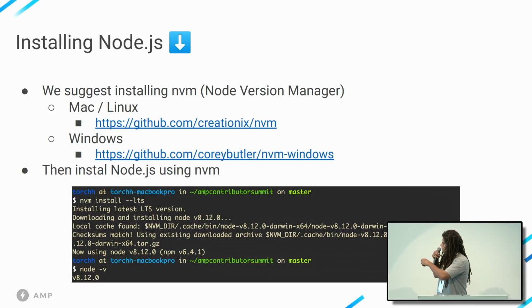So you want to go in there. There's a project on GitHub. It's just creationix/NVM. Or you can just Google it. Usually it's like the first result. And then, yeah, we're going to install Node using that.